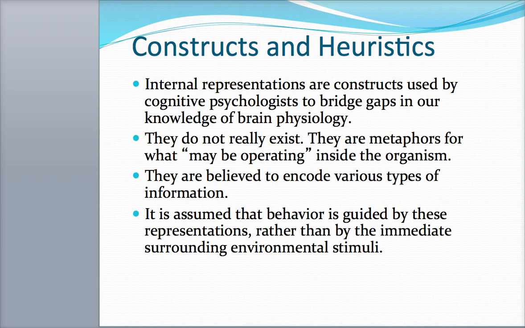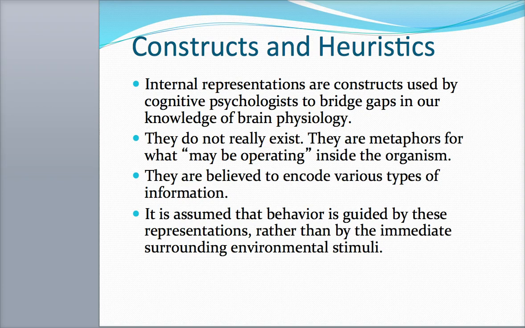Now, this is an area of behavioral psychology that overlaps to some degree with cognitive psychology. If you recall, back in our first lecture, we talked a little bit about the differences between behavioral and cognitive psychology. Cognitive psychologists rely on internal representations as constructs that bridge our gaps in knowledge of brain physiology. So when we talk about constructs and heuristics, they don't actually exist. When we talk about short-term memory, for example, we don't have an organ or an area in the brain that's called short-term memory. Short-term memory is a very sophisticated construct that refers to all of the physiological processes that allow us to keep something active in terms of stimulus control, in terms of quote-unquote memories.